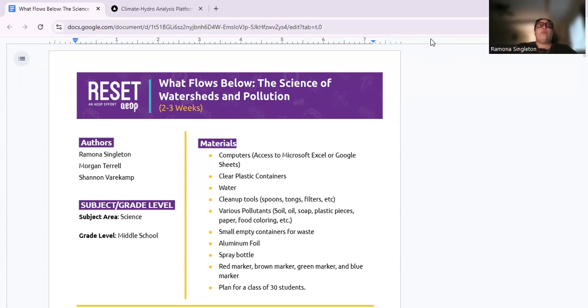Have you ever wondered where water flows? We're excited to share what water flows below, the science of watersheds and pollution.